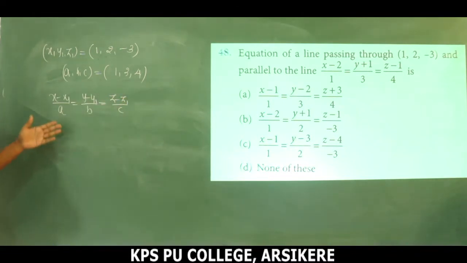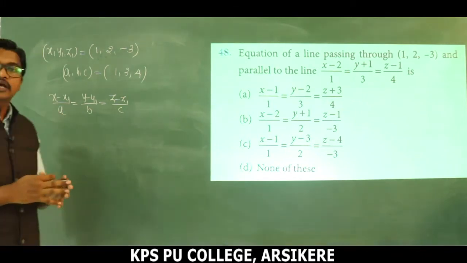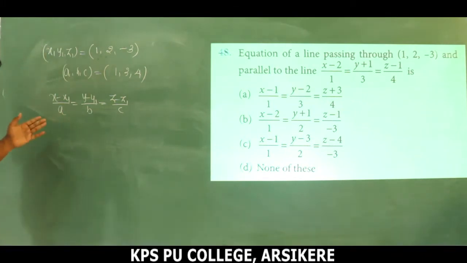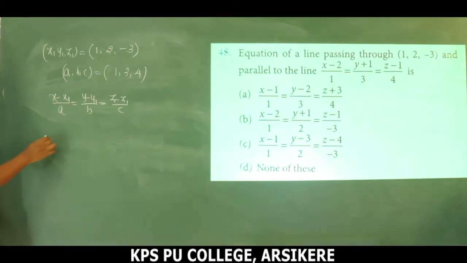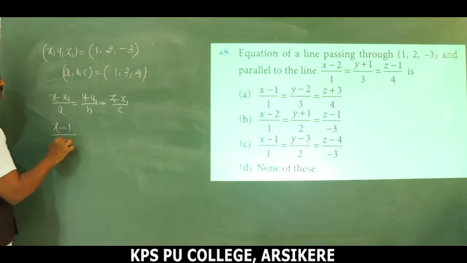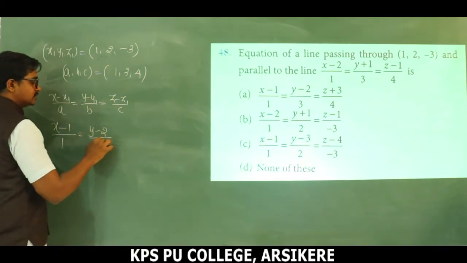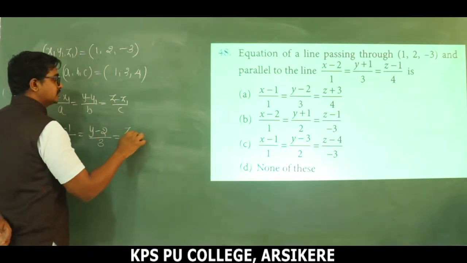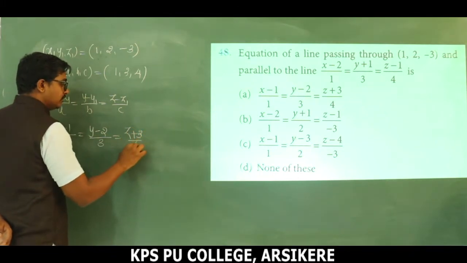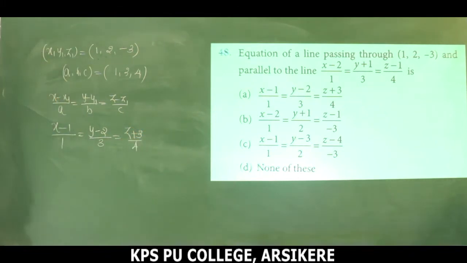This is the required equation of the line passing through the given point and parallel to the given vector, or else when given direction ratios, the equation of the line becomes x minus x1 by a is equal to y minus y1 by b is equal to z minus z1 by c. Now apply the values here. x minus 1 divided by a, which is 1, is equal to y minus 2 divided by b, which is 3, is equal to z minus minus 3, which becomes plus 3, divided by 4. This is our required equation.